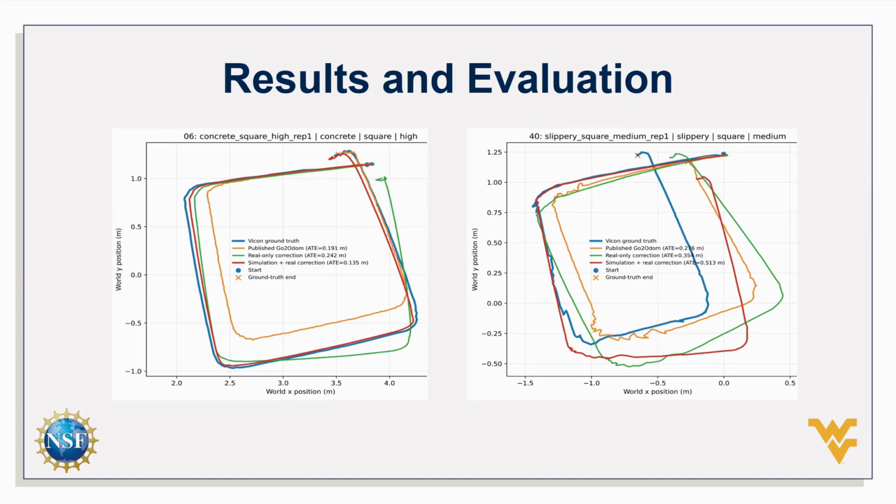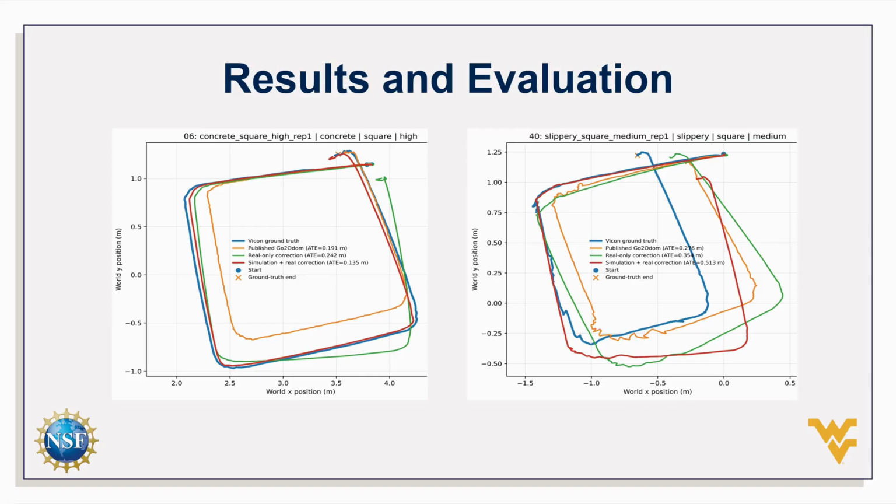The plot on the left is an example trial where concrete was the left out surface. Here we can see the CNN can accurately predict the robot's linear and angular velocities, which are then integrated to plot the position data shown. The blue line indicates the ground truth motion capture data, while the red line indicates the CNN that was trained on both sim and real data.